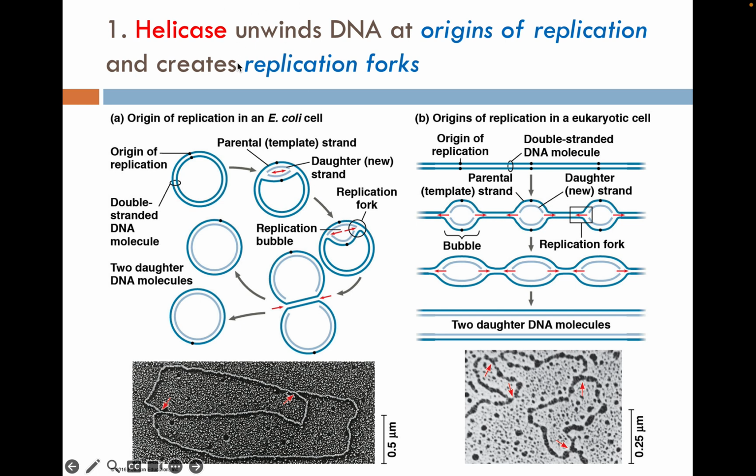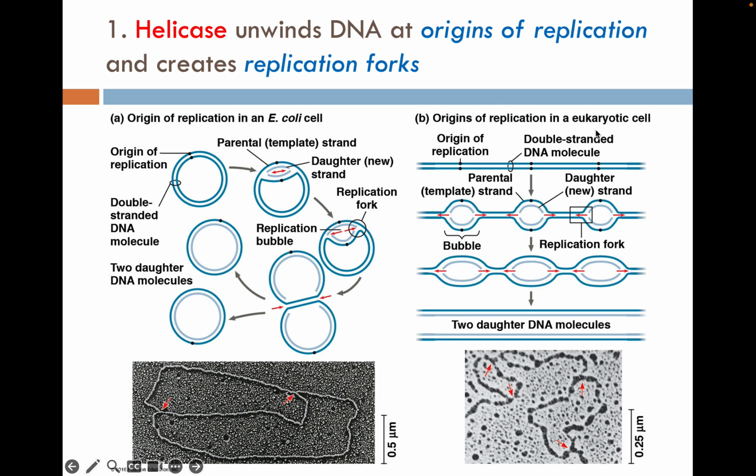All right, so let's zoom in on each of these steps. Helicase unwinds DNA at the origins of replication and creates the replication forks. You can see those with the arrows down here in the micrographs. So in a bacterial cell like E. coli, we have 2 replication forks because their chromosome is a circle, right? And then DNA replication can move forward in both directions. Eventually we end up with 2 separate chromosomes, producing 2 daughter DNA molecules.